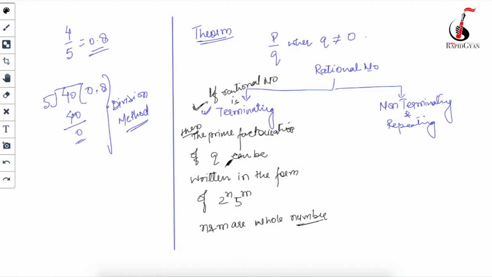So what is your theorem saying? That if a rational number is terminating, suppose we know that this is a terminating rational number which is given in the form of p by q, then we can say that q can be written in the form of 2 to the power n and 5 to the power m, where n and m are whole numbers. So this is one theorem, in one way. Its reverse way will also be true.